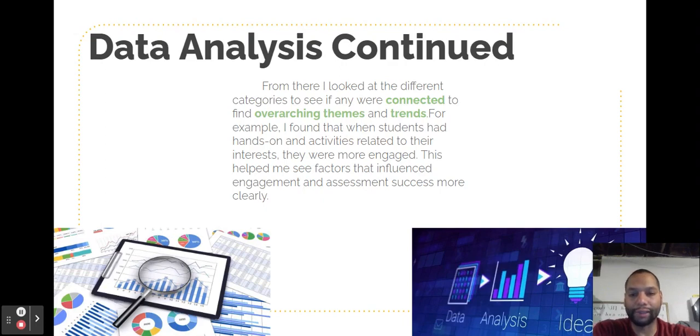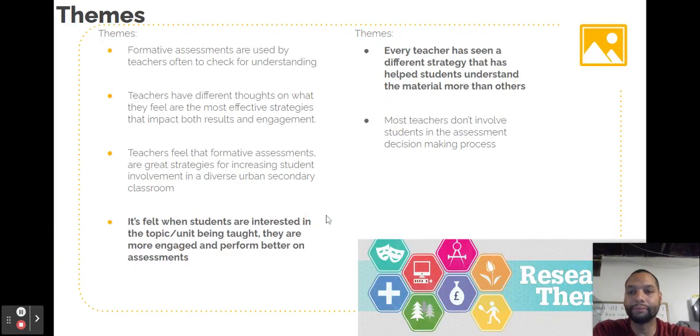After I looked at every single one of the questions and responses and I made my themes, I tried to see if there were any overarching themes, things mentioned over and over, and if there were any trends. These were the themes in this. I'm only going to go over the 2 bold ones. It's felt when students are interested in the topic/unit being taught, they are more engaged and perform better on assessments. Every teacher has seen a different strategy that has helped students understand the material more than others.